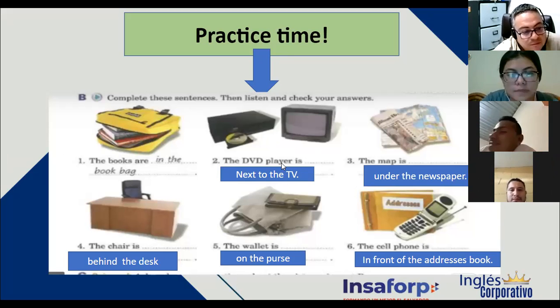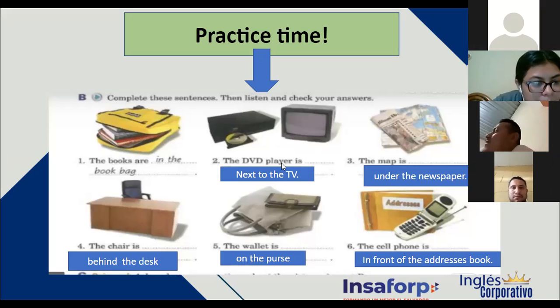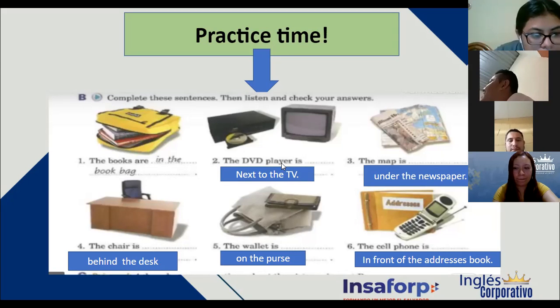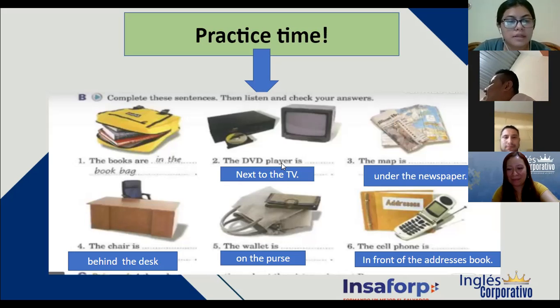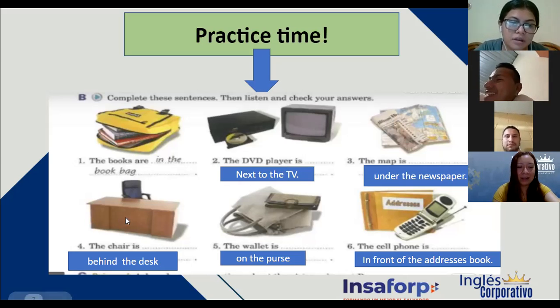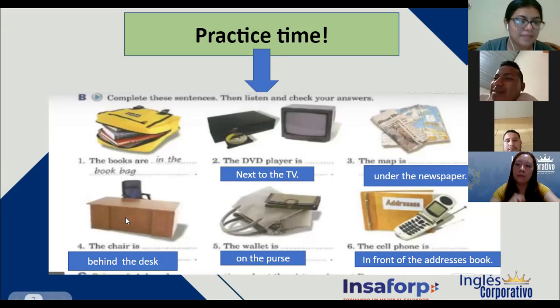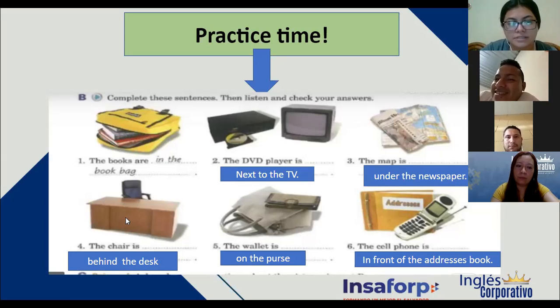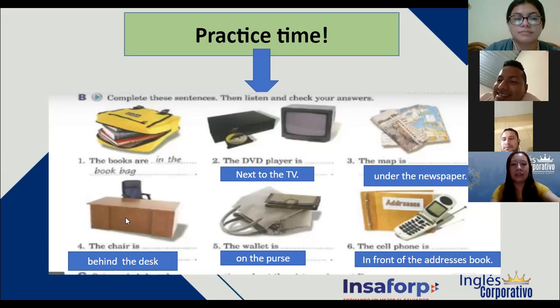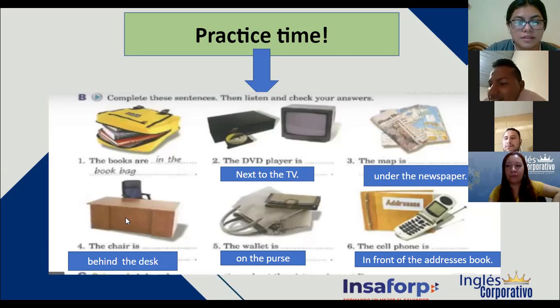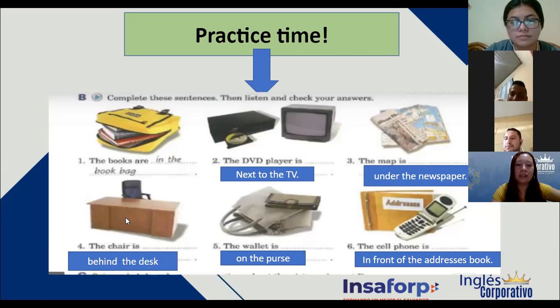The map is under the newspaper. ¿Qué está diciendo ahí? Que el mapa está abajo de las noticias. Del diario, newspaper. Newspaper, correct. Number 4. The chair is behind the desk. Behind the desk. La silla está detrás del escritorio. Correct. Number 5.